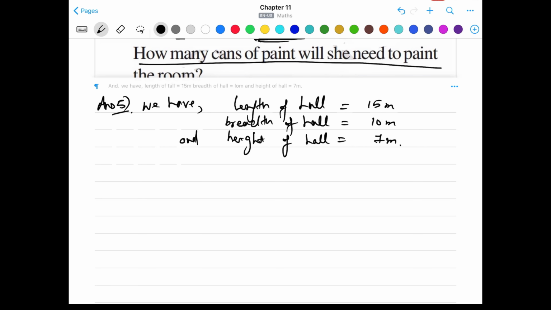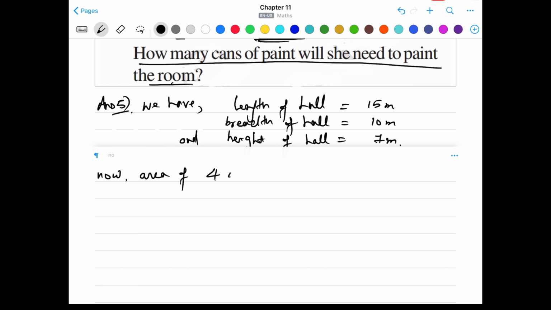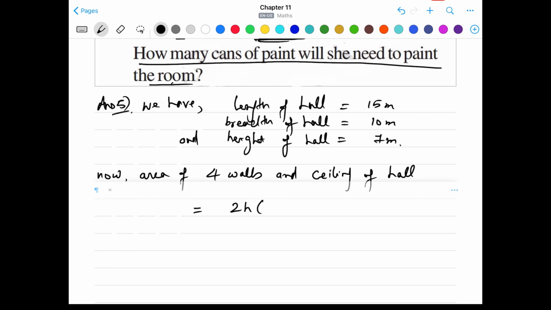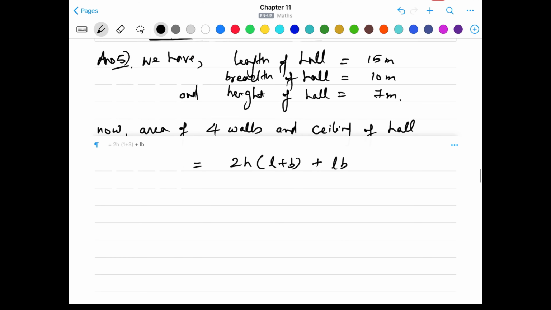Let's write now. The area of 4 walls and the ceiling of the hall is given by the formula 2h(L plus B). This is the area of 4 walls, 2h(L plus B). Then we are going to add the area of the ceiling, which is length into breadth, LB.